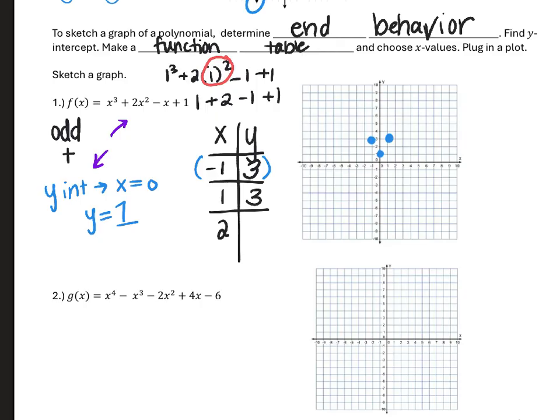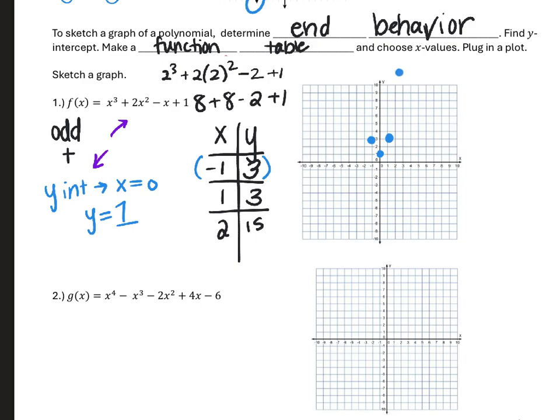So let's do 2 because it's going to show us where our function's heading. If we plug in 2, we get 2 to the third, which is 8. So 2 to the third plus 2 times 2 squared minus 2 plus 1. 2 cubed is 8. 2 squared is 4 times 2 is 8, minus 2 plus 1. So 16 minus 2 is 14 plus 1 is 15. So this point is going to be way up here. 2, 15. It's going to be way off of the thing.